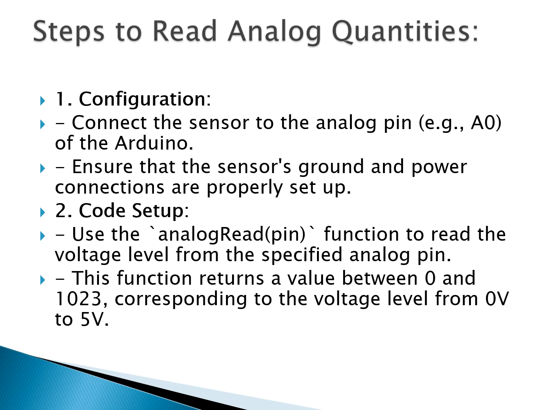Steps to read analog quantities. First one is configuration. Connect the sensor to the analog pin, for example the A0 pin of the Arduino. Ensure that the sensor's ground and power connections are properly set up. Second one is code setup. Use the analogRead(pin) function to read the voltage level from the specified analog pin. This function returns a value between 0 and 1023, which corresponds to the voltage level from 0 voltage to 5 voltage.